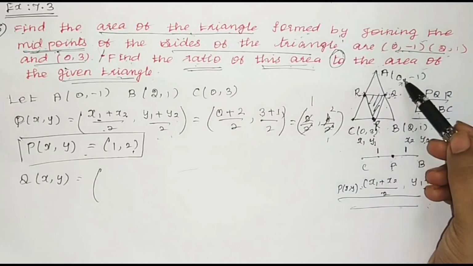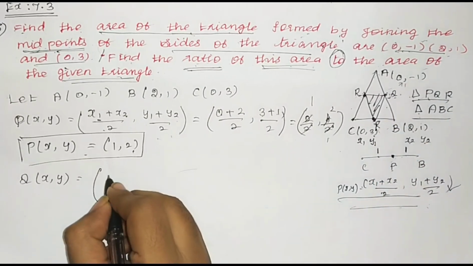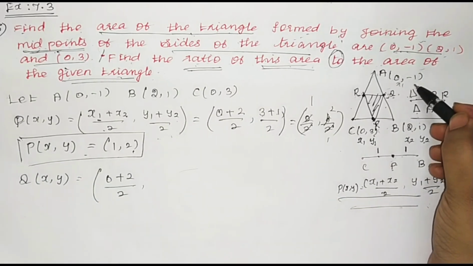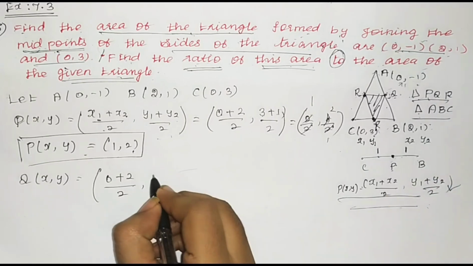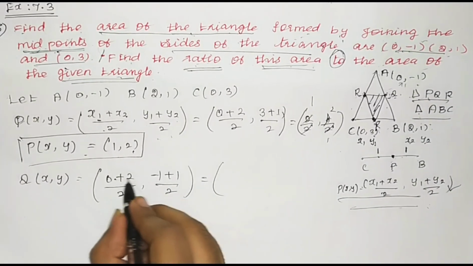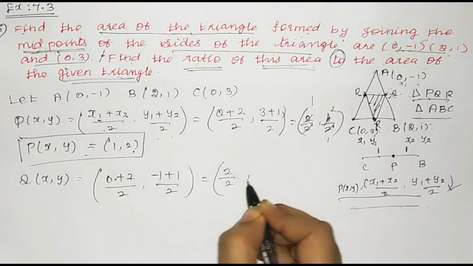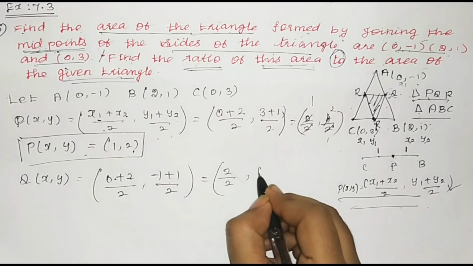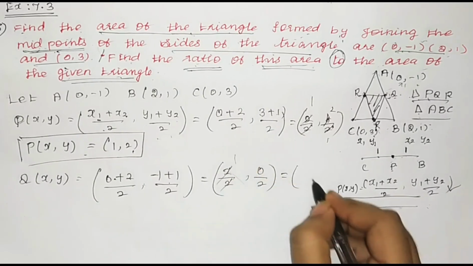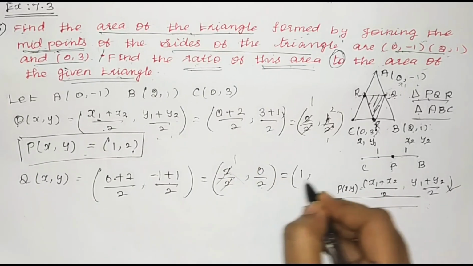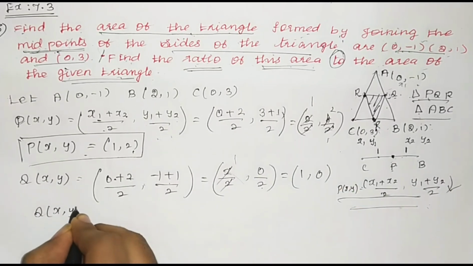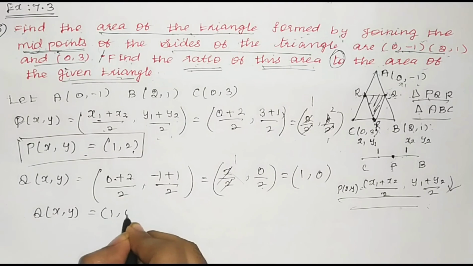So you can add the x coordinate 0 plus 2, so (0 plus 2) divided by 2, comma, y coordinate minus 1 plus 1, so (minus 1 plus 1) divided by 2. That is 2 divided by 2, comma, 0 divided by 2. If you cancel 2 by 2 you will get 1, comma, 0 divided by any number the answer is 0. Therefore Q of x comma y, the coordinate point you found, is 1 comma 0.